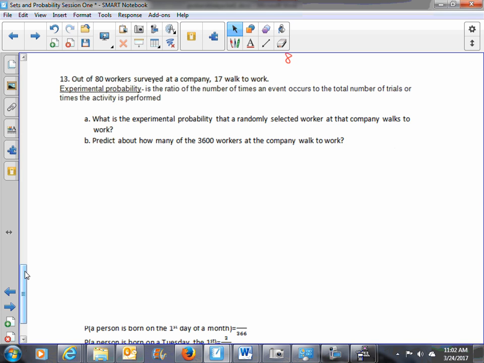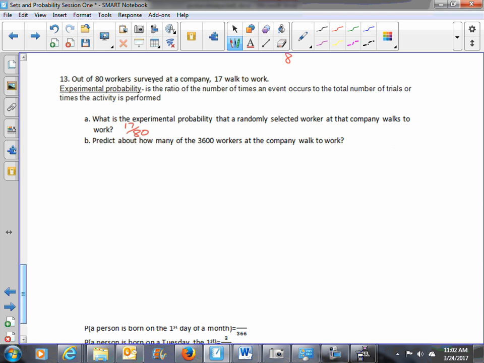Well, the reason we say experimental probability here is it says out of 80 workers surveyed at a company, 17 walk to work. Now that doesn't mean that the company has 80 workers. They probably have a lot more than that. But what we're going to do is infer the actual probability of workers at the company by using this survey of the 80 workers. So we call it an experimental probability. Of our 80 trials, we found 17 times that worked, so 17 over 80 would be the experimental probability that a randomly selected worker at the company walks to work.